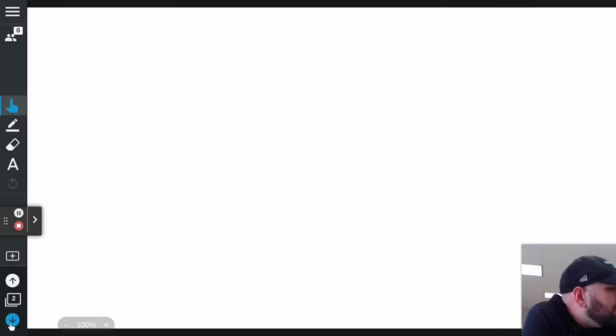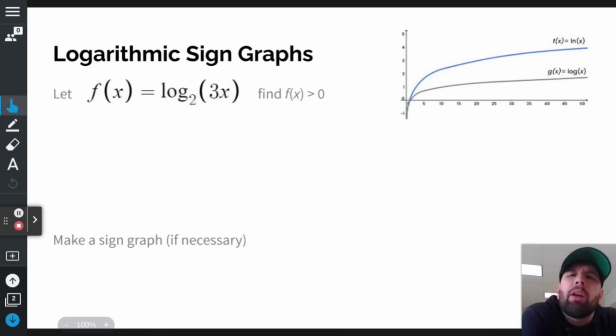Let's talk about two things. The first thing that I want to talk about is logarithmic sign graphs. Now, a lot of times you will be given a problem where you're asked to find out when is this positive? When is f of x greater than 0? This is f of x, and I care about when f of x is greater than 0.